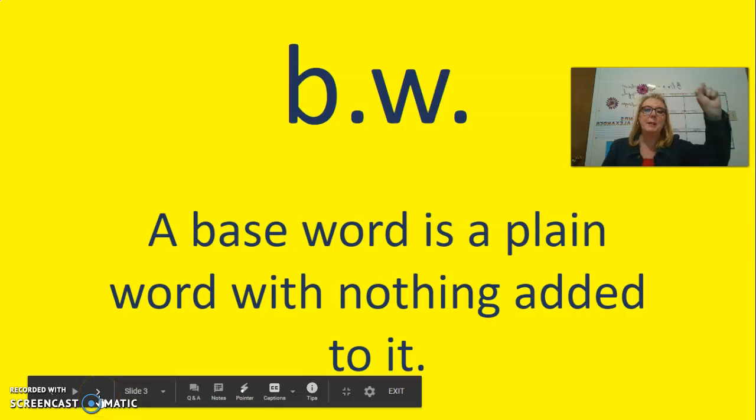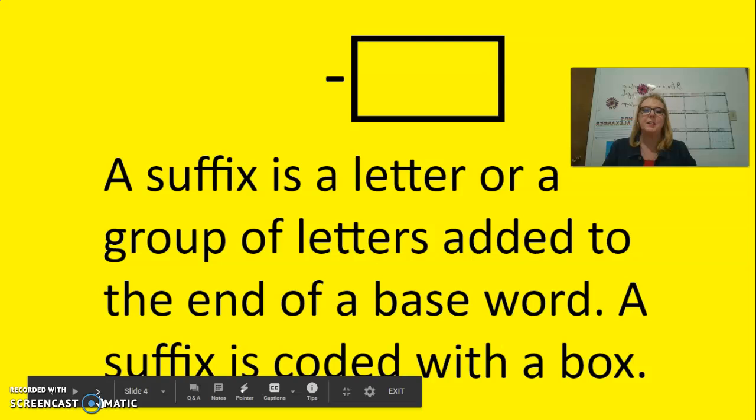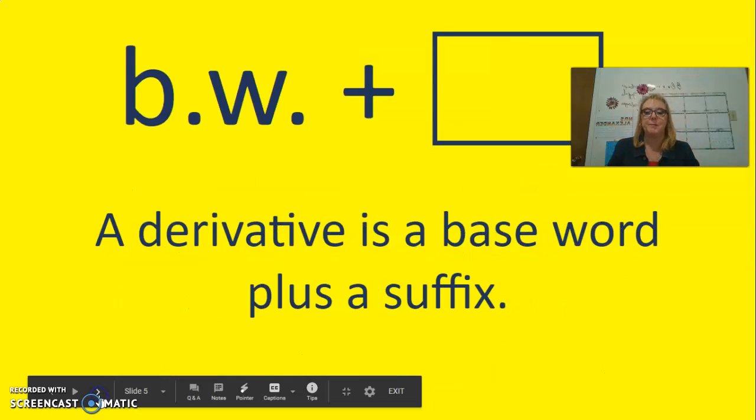First of all, a base word is a plain word with nothing added to it. A suffix is a letter or a group of letters added to that base word. Code it with a box. Base word plus a suffix is a derivative.